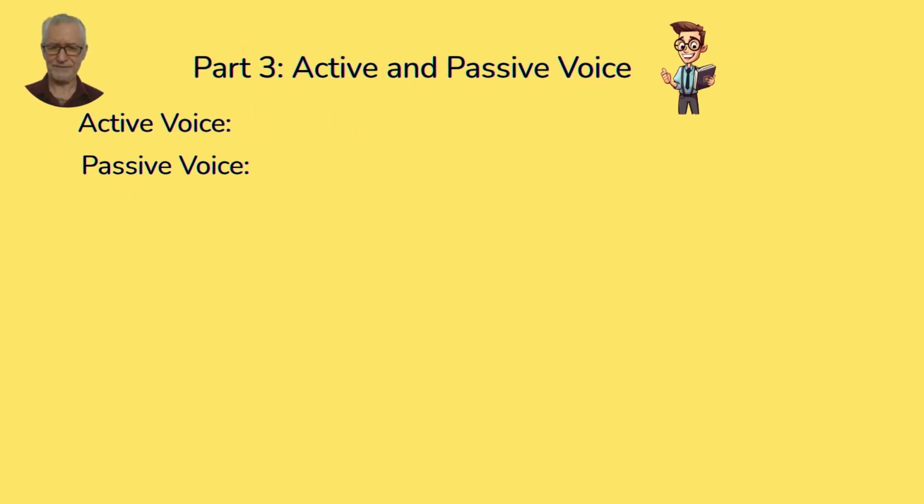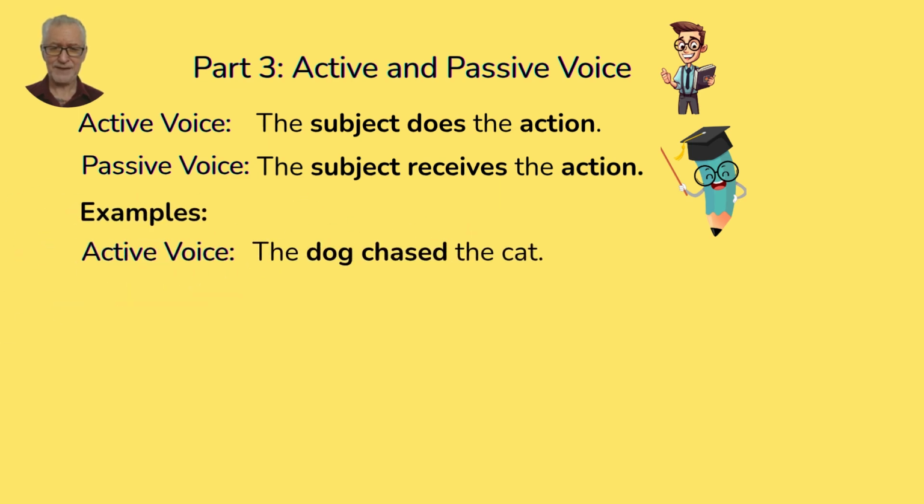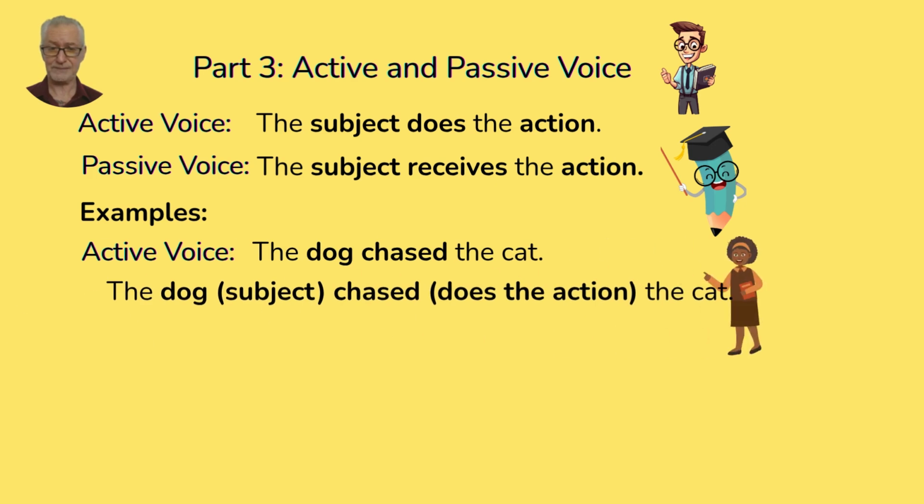Let's have a look at active and passive voice. This is an important concept for you to understand, particularly with your writing. In active voice, the subject does the action. In passive voice, the subject receives the action. So it's the opposite to active voice. Let's have a look at an example. In active voice, the dog chased the cat. The dog, which is the subject, chased, which is the action. The dog, the subject, is doing the action of chasing the cat, which is the object.